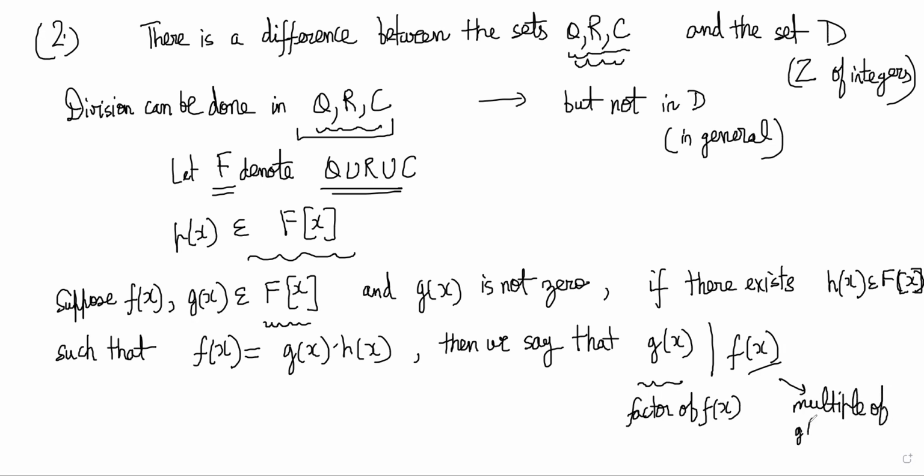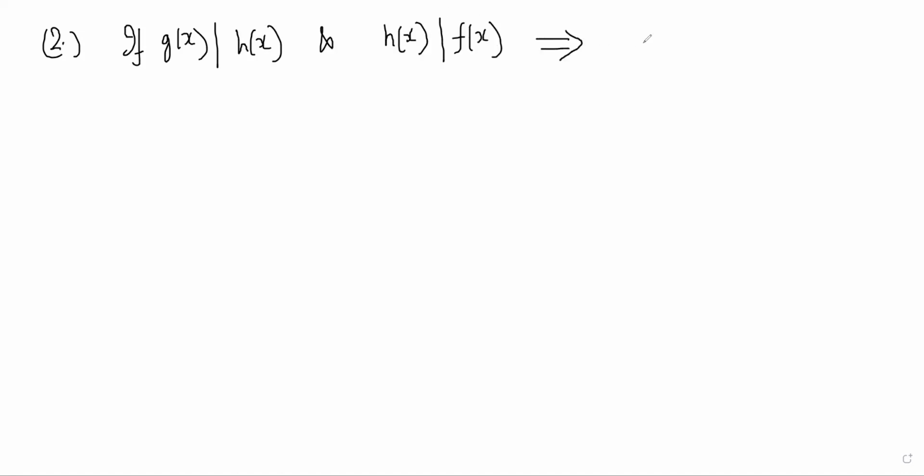Notice this is exactly like when we deal with integers. If there is no such h of x such that we can write f of x as the product of g of x and h of x, then we say that g of x does not divide f of x in that case. Right? Okay, let's list down some commonly used properties. If g of x divides h of x and h of x divides f of x, then it follows that g of x will divide f of x. So this is the transitive property.